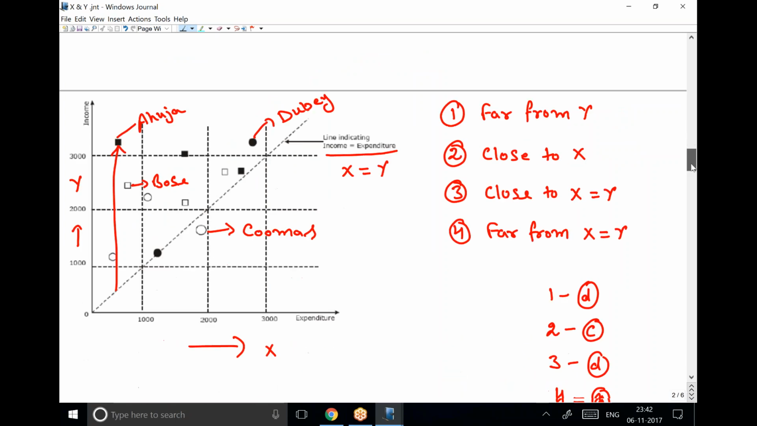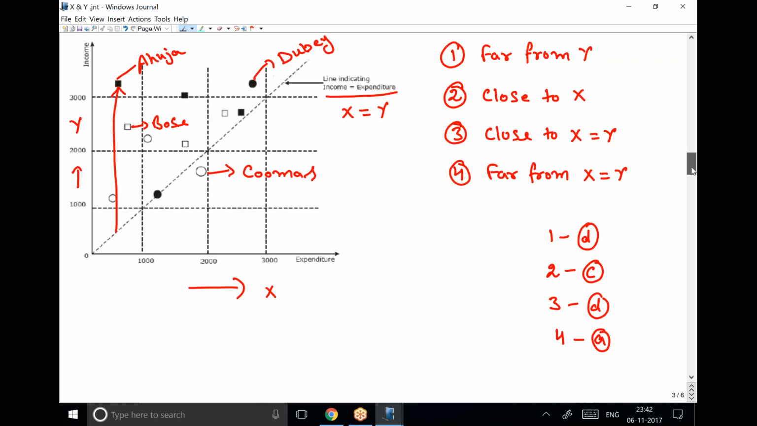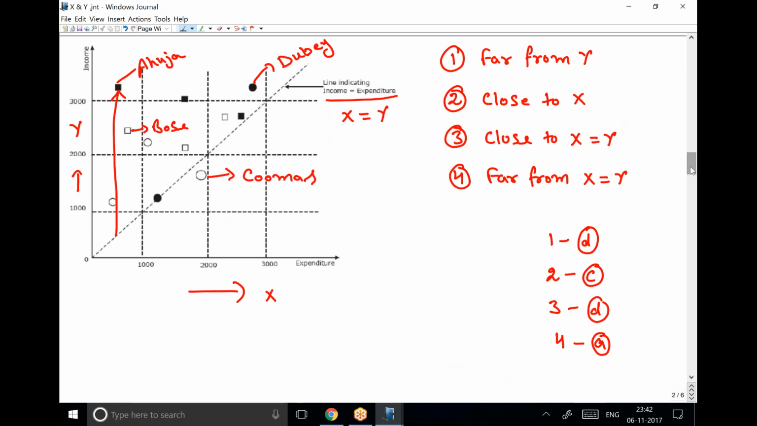When this question came, this line was already given to us here, right? There is no need to draw this line. It was given in the paper. And they have given us what this line is indicating. That means when x-axis is equal to y-axis, this line is indicating when income is equal to expenditure. Now look at the first question.